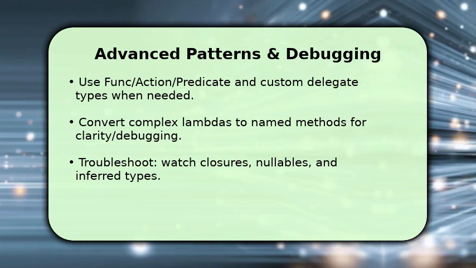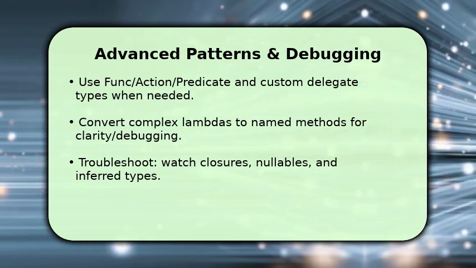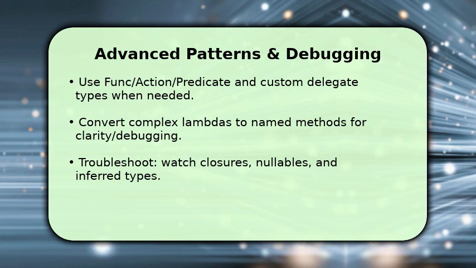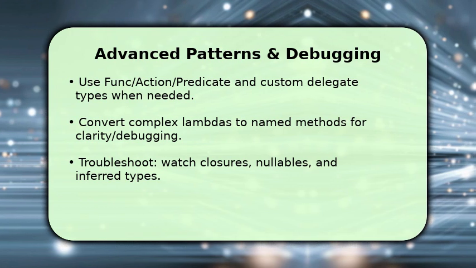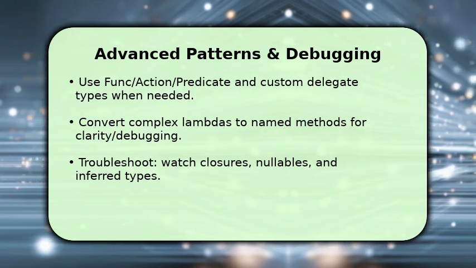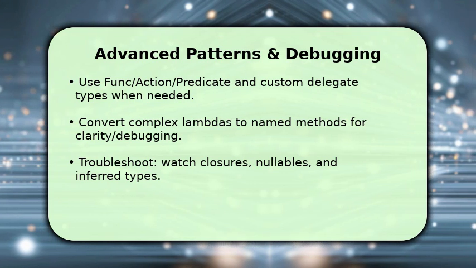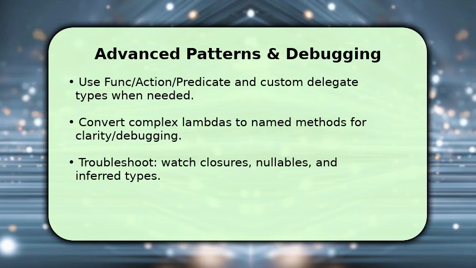Make sure to check nullable values before using member access inside a lambda to avoid null reference exceptions. Troubleshooting tip. If results are wrong, inspect captured variables and type inference. Often a fresh local or explicit type annotation fixes subtle bugs quickly.